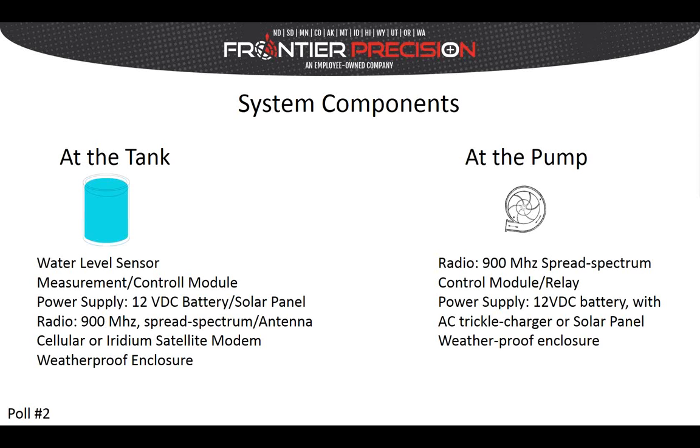And at the pump, you have a radio and antenna, a control module with a relay, a power supply. Now typically there is power at these pumps of some type already, so we can just feed off of that and trickle charge the battery that we're using there. Now if you don't, we just simply use a solar panel at this site as well. Obviously we can't run the pump with that, but as far as the system at the pump that monitors it, it's just a very low power, low current draw, 12 volt DC system with a solar panel, and then a weatherproof enclosure.